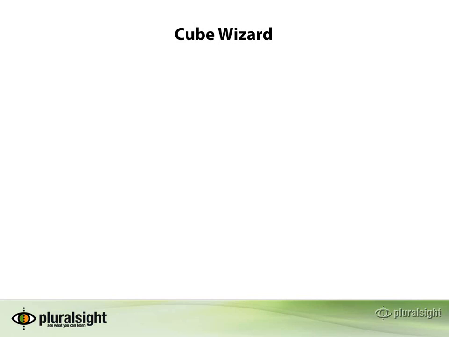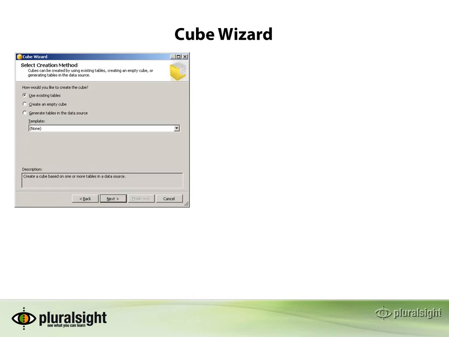In an earlier module in this course, we learned how to create a cube by using the Cube Wizard, but at that time we were focused on the top-down approach, which is appropriate when we have no existing data warehouse. Now we're going to learn how to use the Cube Wizard when we do have a data warehouse. When we start the Cube Wizard, we need to select a creation method. This time we'll choose the option Use Existing Tables.